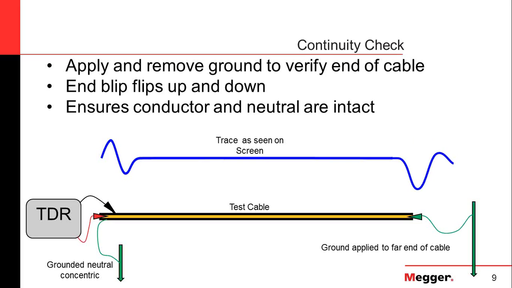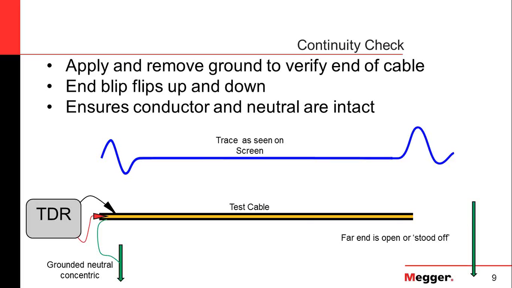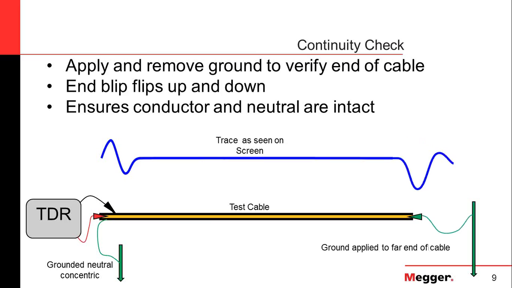so the far end's been grounded, and you look at the trace in the blue line in the middle screen, you can see how the signature has changed now. With it ungrounded, when we remove the ground, we get a bump up. When we apply the ground, we get a bump down. This verifies that both metal conductors are intact all the way to the end, and that the radar is indeed seeing to the end of this cable.